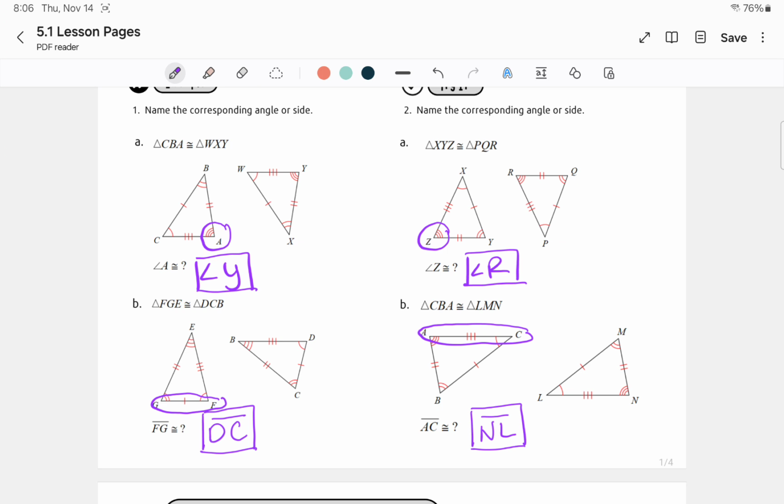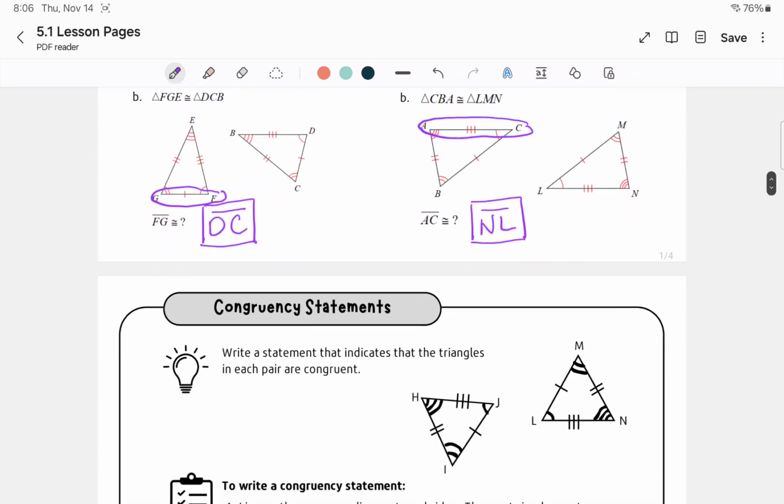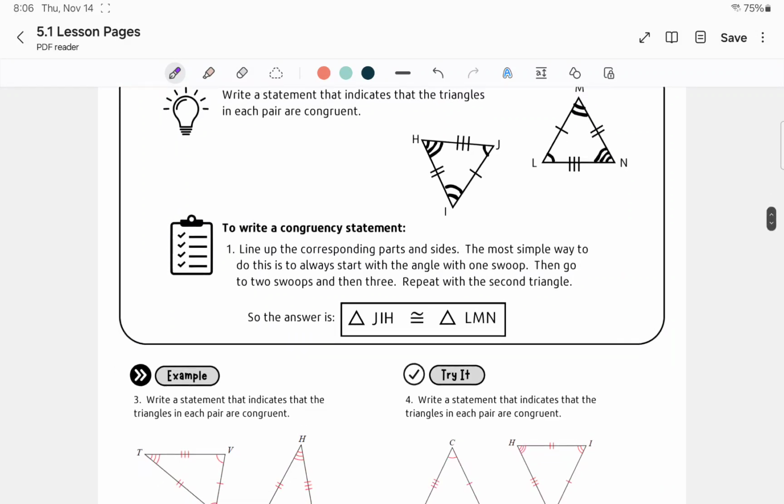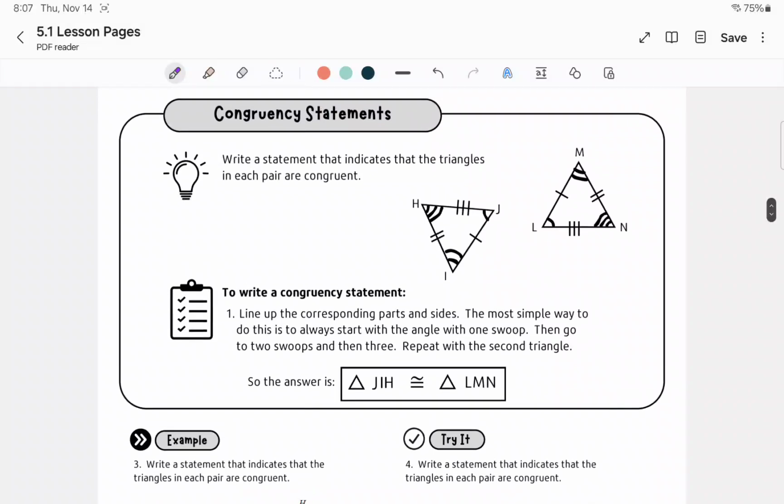Otherwise, we're going to move on to the back side, which is congruency statements. It says, write a statement that indicates that the triangles in each pair are congruent. In order to write this, line up the corresponding parts and sides. The most simple way to do this is to always start with the angle with one swoop, then go to 2, then go to 3, and then repeat with the second triangle. So it's saying that this is the answer, but let's see how.